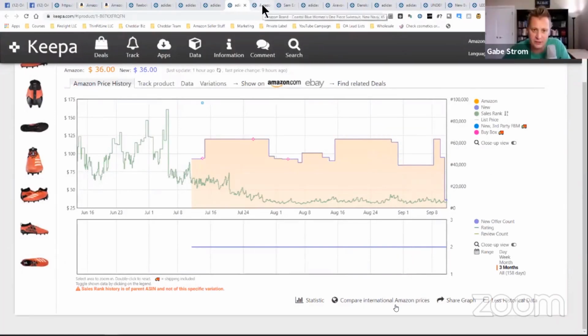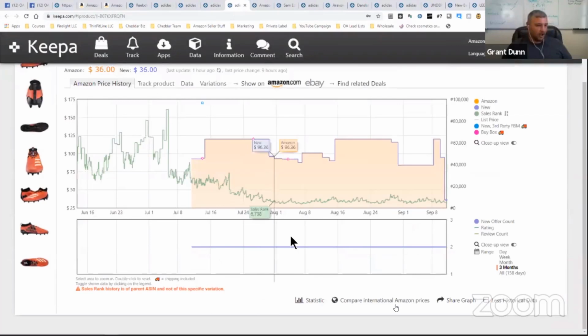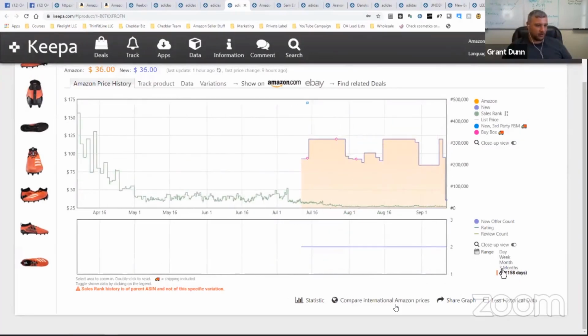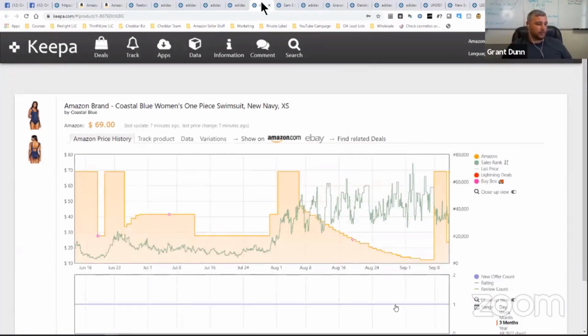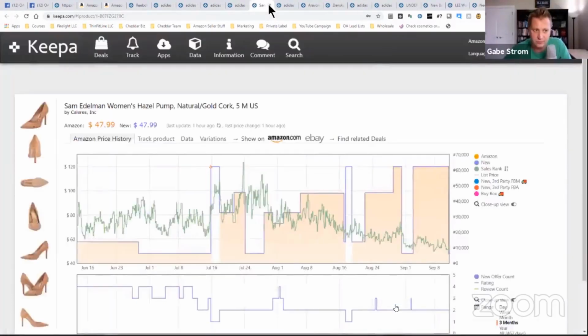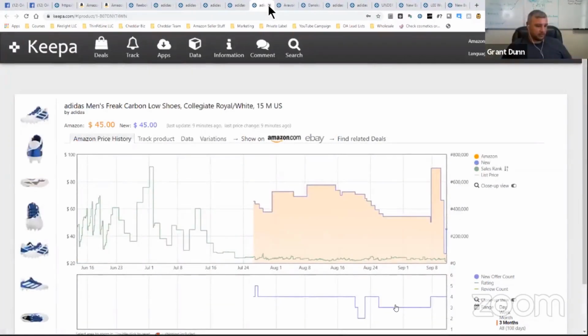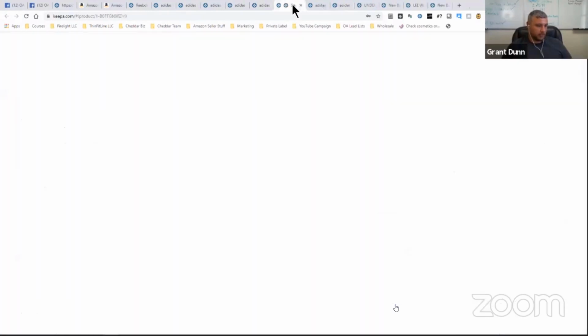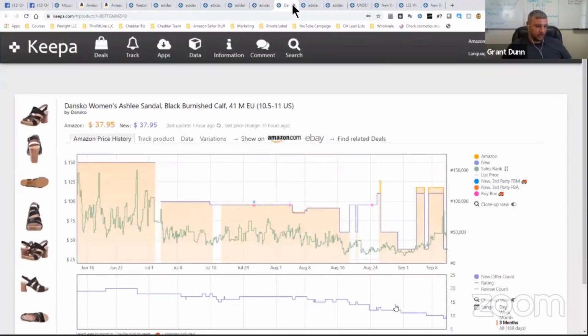I like the way this one's looking. Other than the fact that it's flatlined at 2 offers, but there is profit potential in there. You might have to do a little more investigating. I don't like this one for the same reason. Amazon's just down. They're trying to figure out what to do with this. Same thing with that one. Maybe we'll take a closer look at that one. Same with that one. I'm dumping these ones.